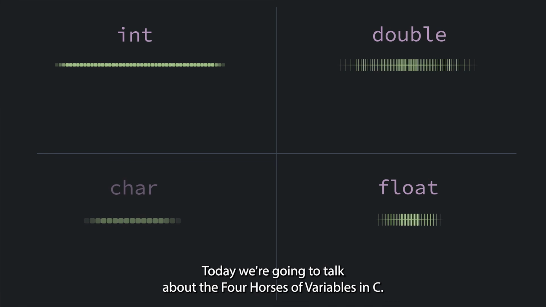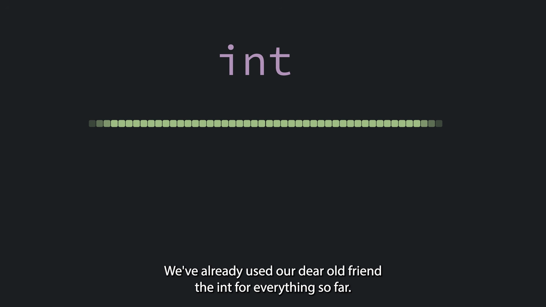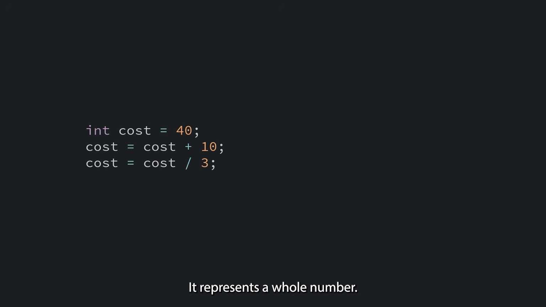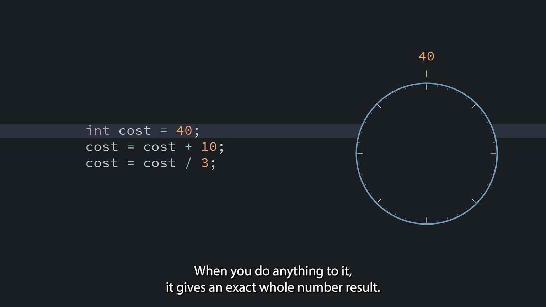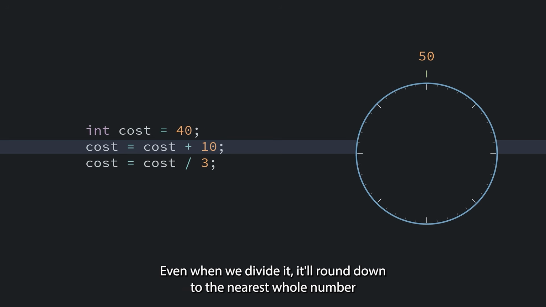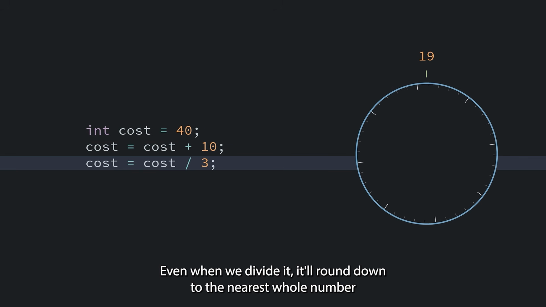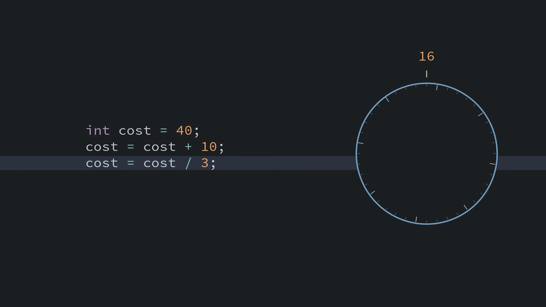Today we're going to talk about the four horses of variables in C. We've already used our dear old friend, the int, for everything so far. It represents a whole number. When you do anything to it, it gives an exact whole number result. Even when we divide it, it'll round down to the nearest whole number.